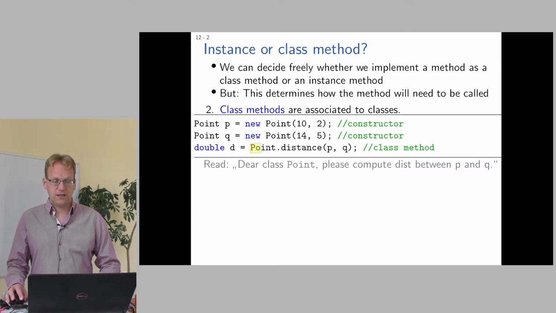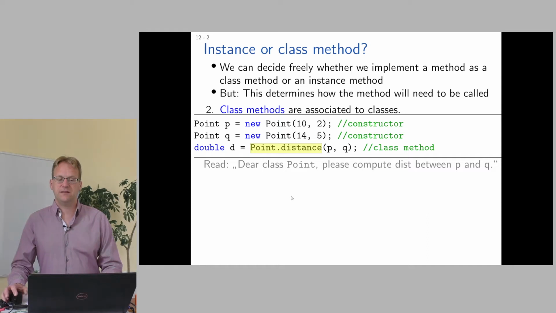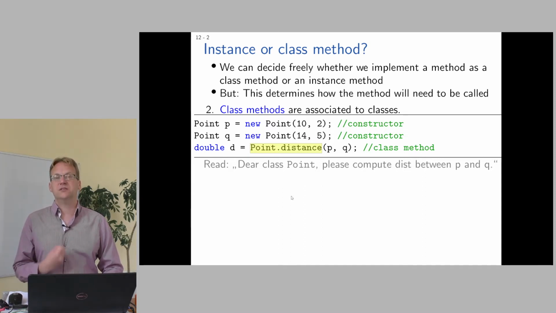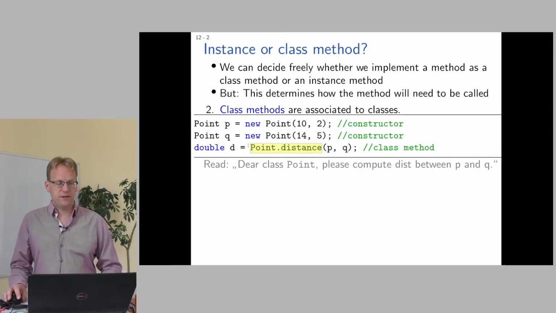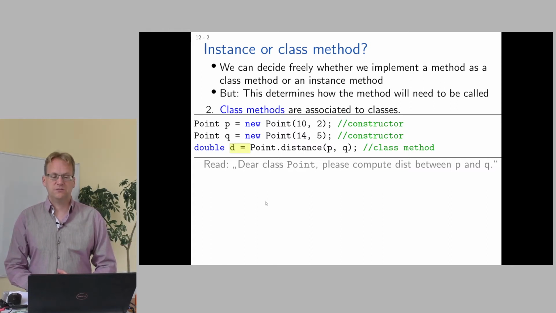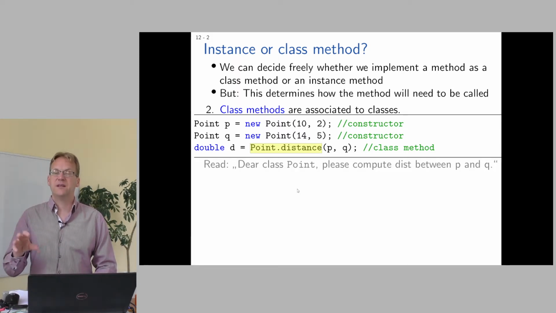And now I'm using a class method defined in the class Point. So basically I'm asking the class Point, please compute the distance between P and Q. And the result is then a double number which is returned, and I'm using this output to instantiate this variable d. With that I have then computed the distance between these points. Of course, provided that the method distance is implemented as a class method in the class Point, then this will work.